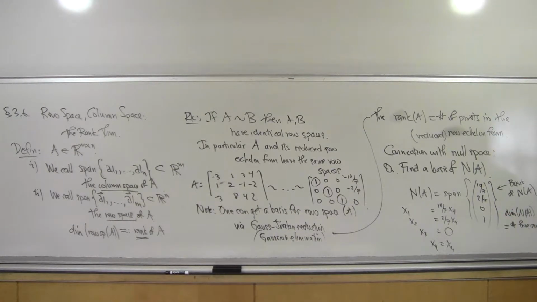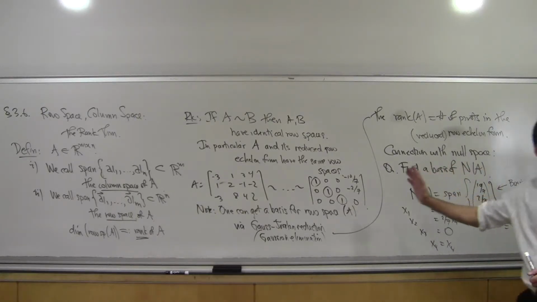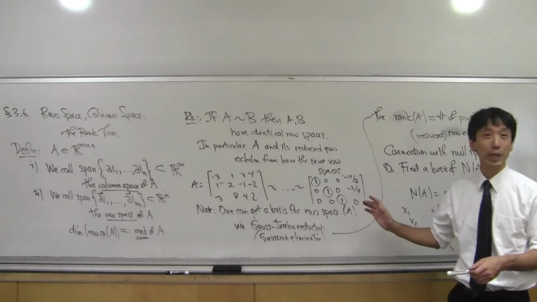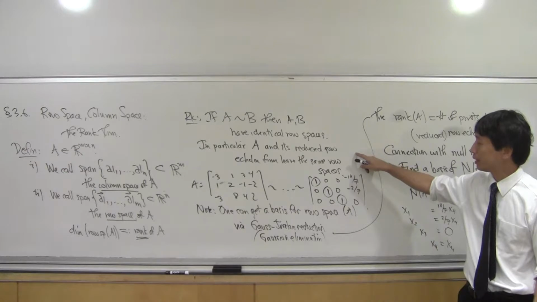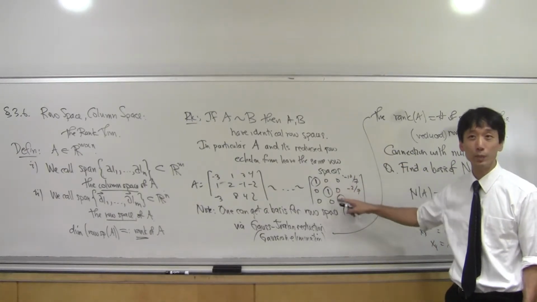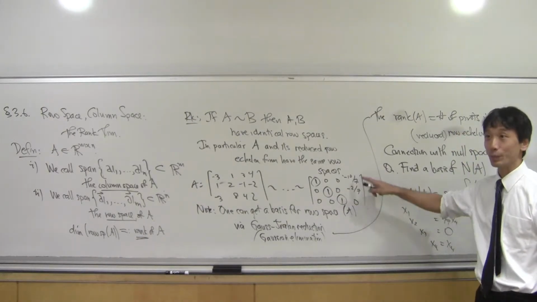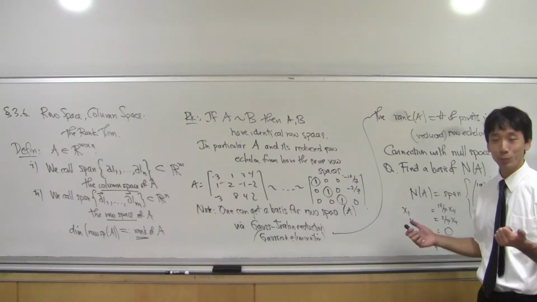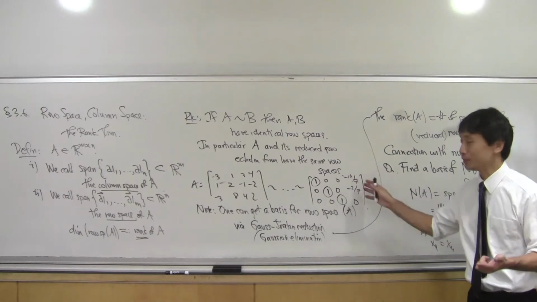Okay, so what do you notice? What's the connection between the dimension of the row space and the dimension of the null space? They add up to the number of variables, in other words, the number of columns. Because the dimension of the row space is the number of lead variables, and the dimension of the null space is the number of free variables. The lead variables plus the free variables add up to all the variables, and that's 4.